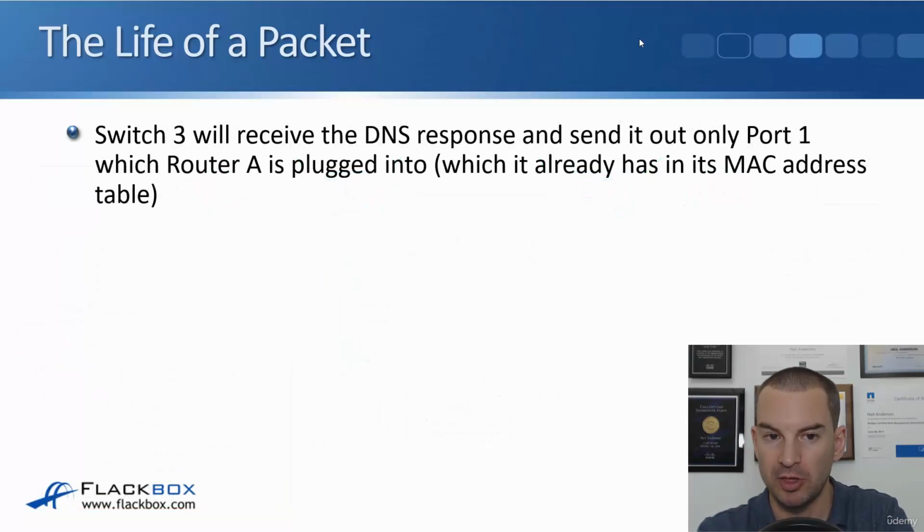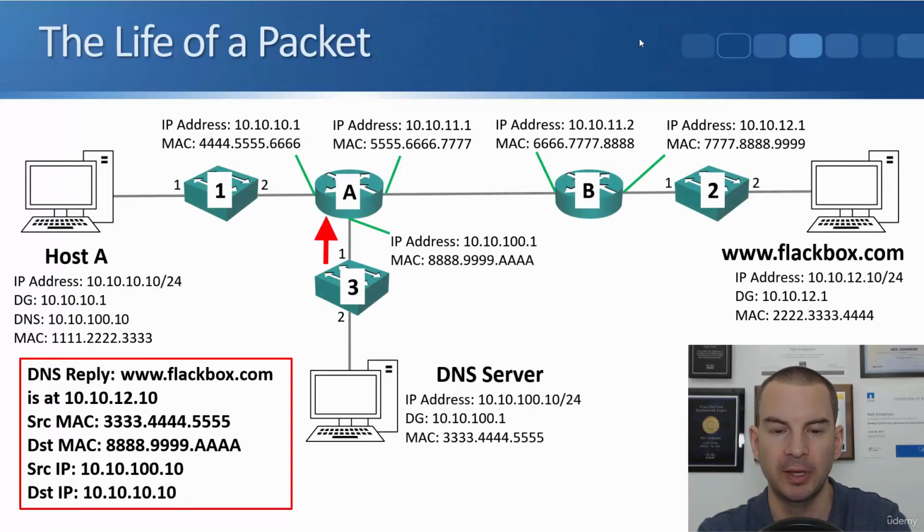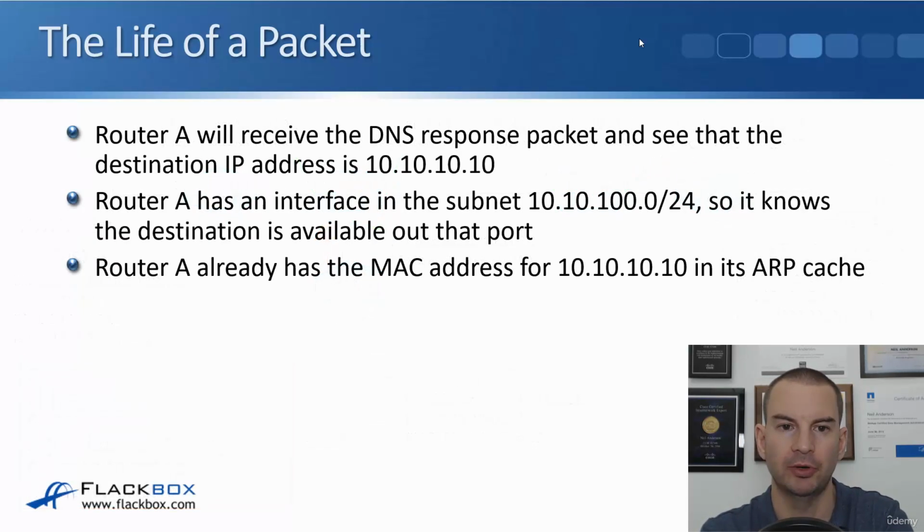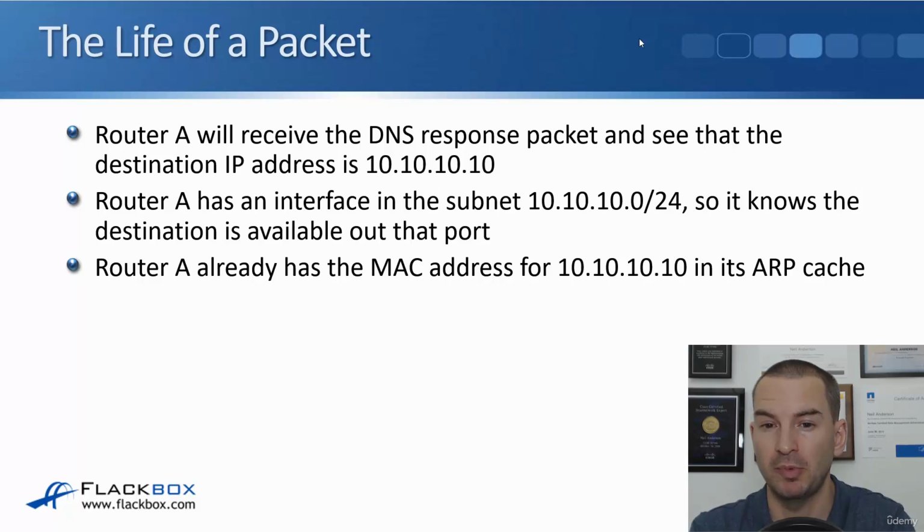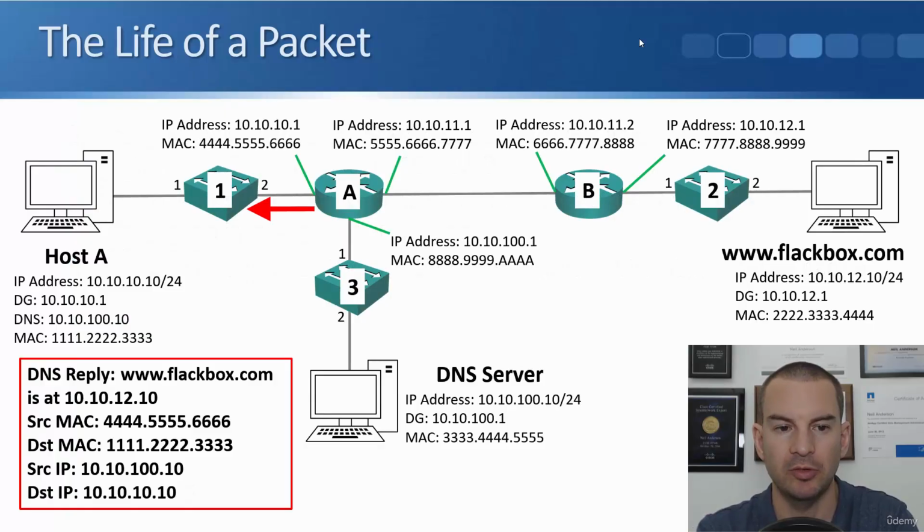Switch 3 will receive the DNS response and it will send it out only port 1, which router A is plugged into and which it already has in its MAC address table. So it passes that on to router A. Router A will receive the DNS response packet and see that the destination IP address is 10.10.10.10. It has an interface in the subnet of 10.10.10.0/24, so it knows that the destination should be available out that port. And router A already has the MAC address for 10.10.10.10 in its ARP cache. So again, it doesn't need to send another ARP request. So it will send the DNS reply out that interface.